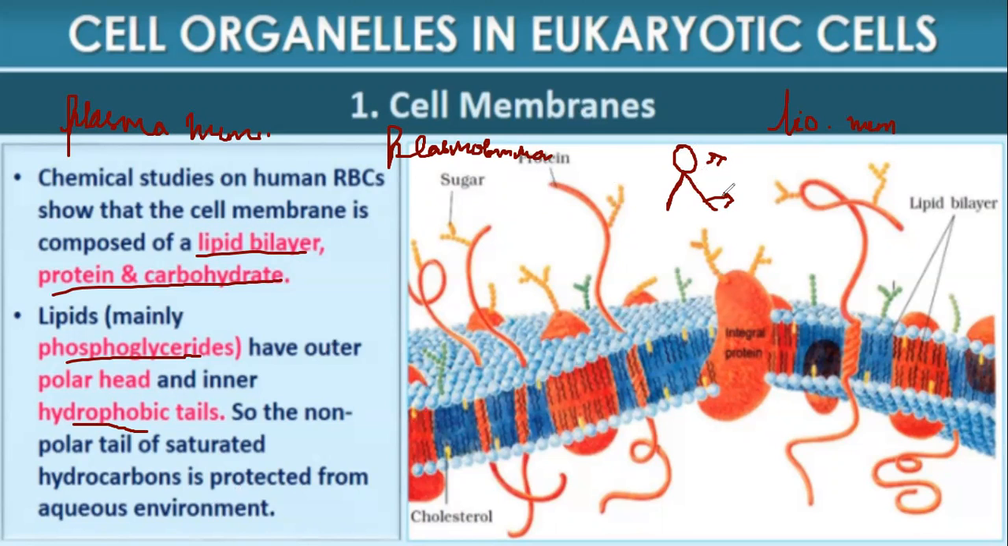Since the tail is hydrophobic, how does water enter the cell? Because they have certain structures in their membrane known as aquaporins.